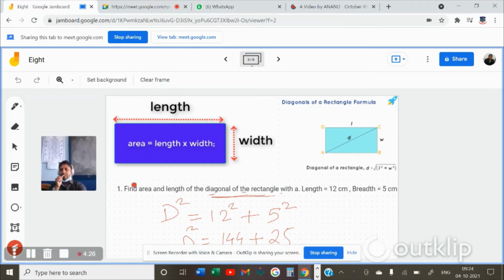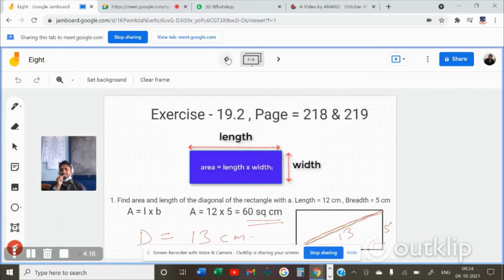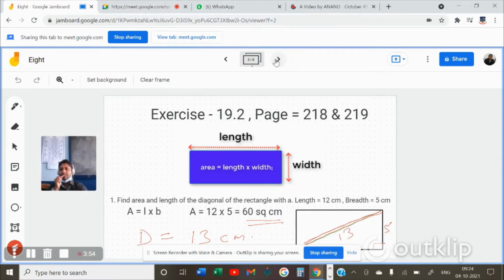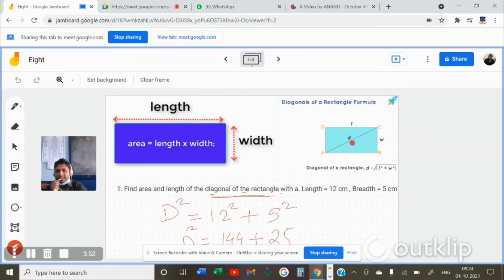See, the question is the same. You had a rectangle, and in this rectangle you were supposed to find out the area. In my previous session I have already found it out. Length was 12, breadth was 5. So I multiplied 12 into 5, which is 60, and centimeter into centimeter is square centimeter. This is done. But now my question is, I need to find out the diagonal. Diagonal means the length of this AC.